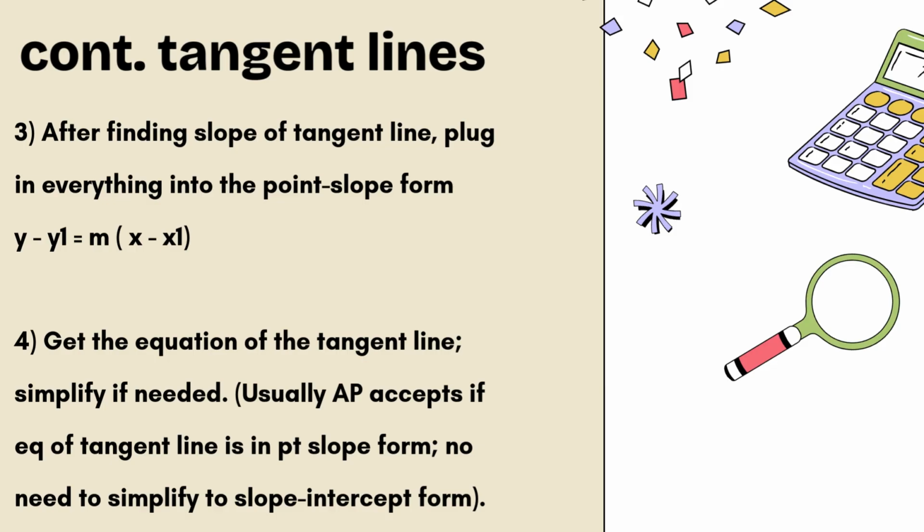The last step is to get the equation of the tangent line, and simplify if needed. Usually the AP curriculum accepts the equation of the tangent line in point slope form. There is no need to simplify to slope intercept form. It is completely fine if, once you get the equation of your tangent line, you just leave it in point slope form. You do not need to go the extra step to convert to y is equal to mx plus b. There is no need to simplify and waste time.